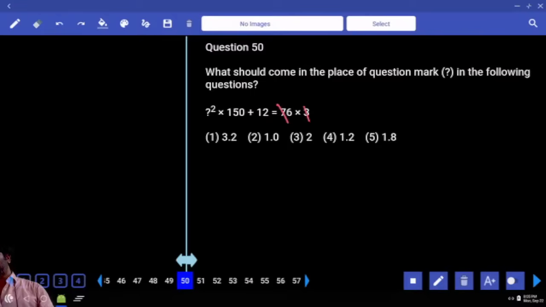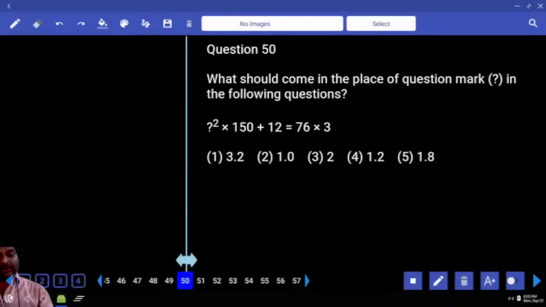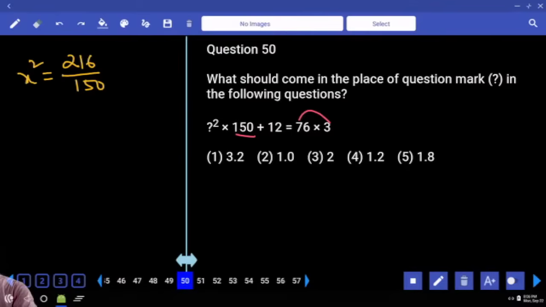7 times 3 is 21, 6 times 3 is 18. 12 goes to the other side. Already you have 18. Forget about 7 into 3, we will consider it later. 6 threes, 12 goes to the other side, minus 12. 18 minus 12. Now consider 7 times 3, plus 6, 216. 150 goes to the other side, divided by 150. Is it okay? That is equal to X square value.